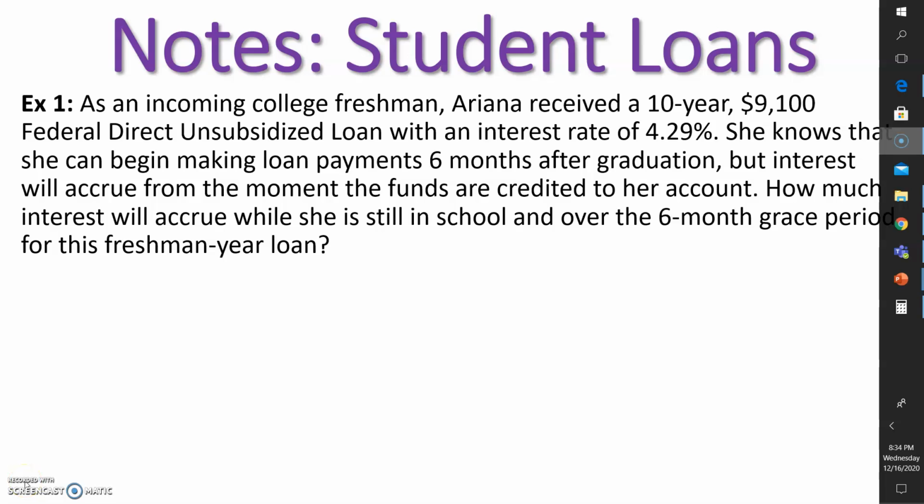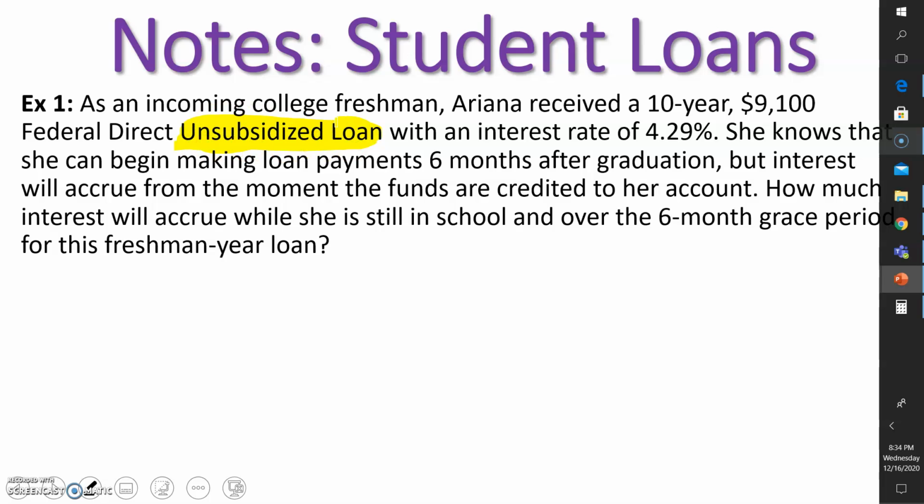All right, the focus of this lesson is student loans. Example 1. As an incoming college freshman, Ariana received a 10-year, $9,100 federal direct unsubsidized loan with an interest rate of 4.29%. Just a reminder, from the reading, we learned that if it was unsubsidized, that meant that the interest would accrue the moment the money was credited.